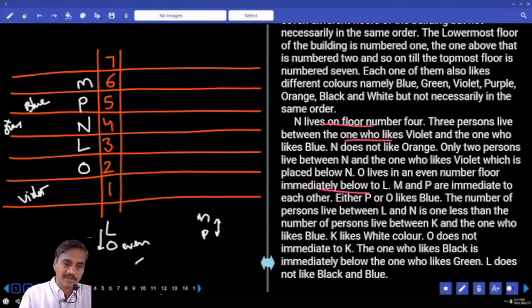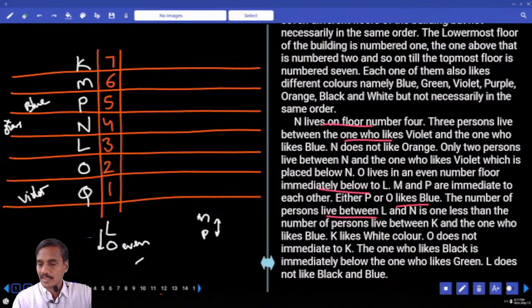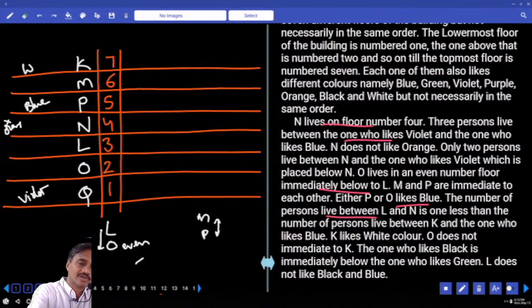Then next one, L, M and O. Then the number of persons living between L and N, L and N, they are adjacent. It is one lesser than the number of persons between K and blue. That means between K and blue there must be exactly one person, K must be there. Now if K is here, who is the person left, or Q is the person left? And K likes white color. Now who likes white color here? K likes white color. O is not immediate to K. O is not adjacent to K.